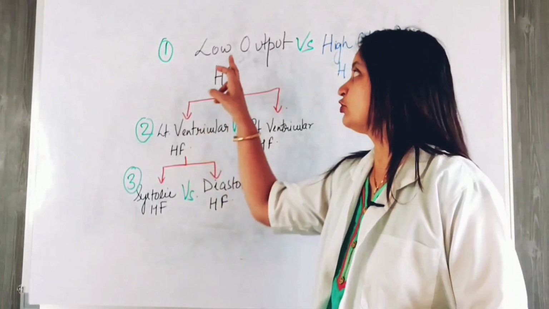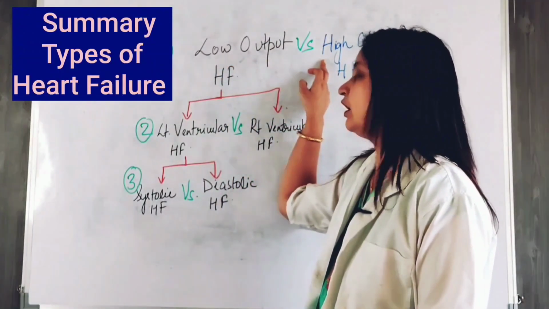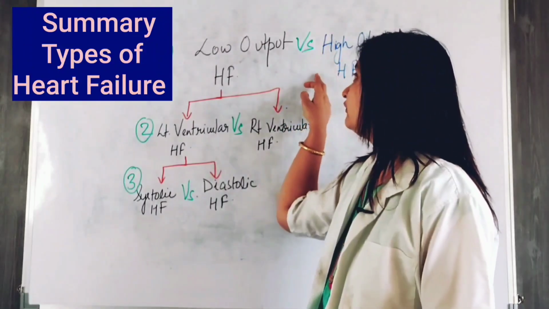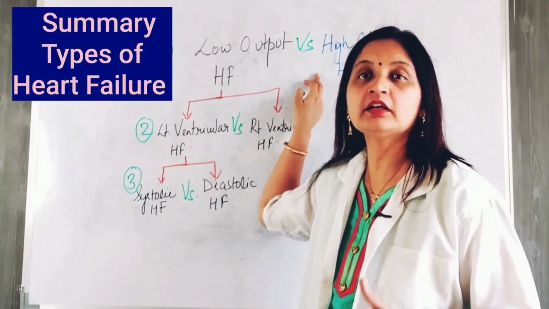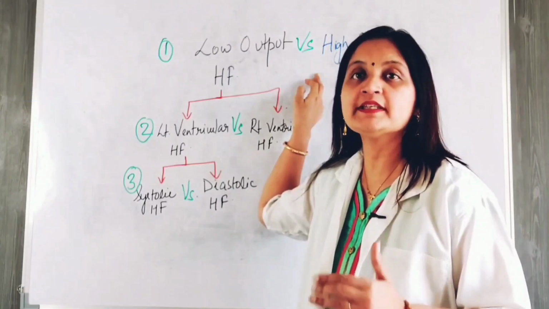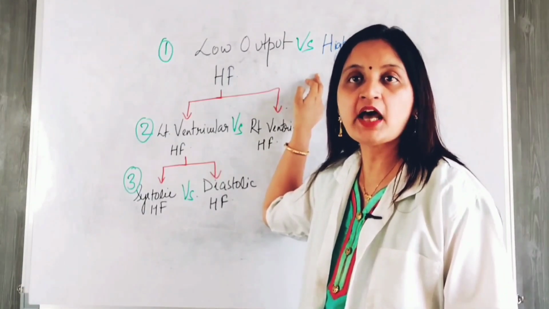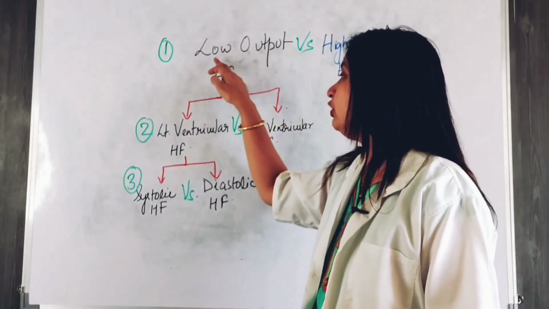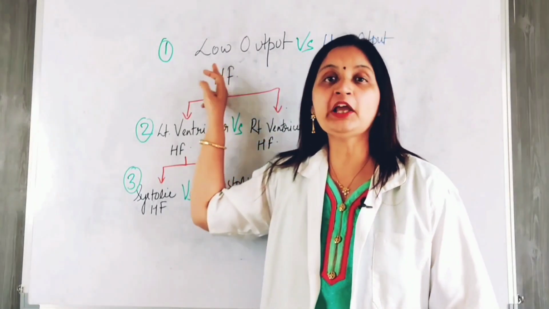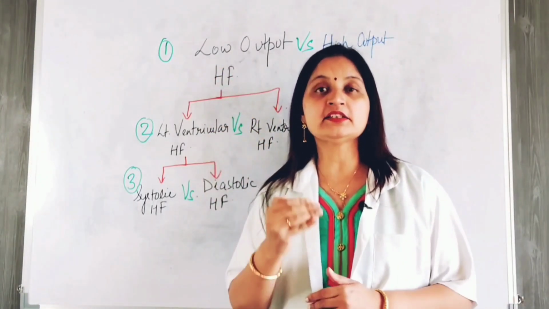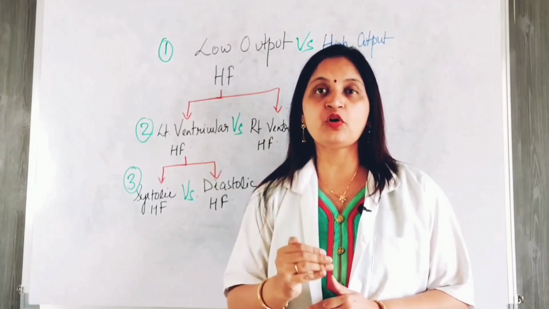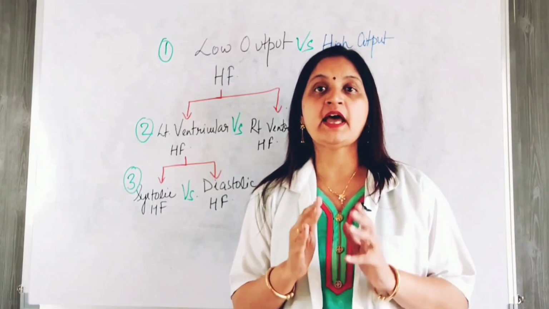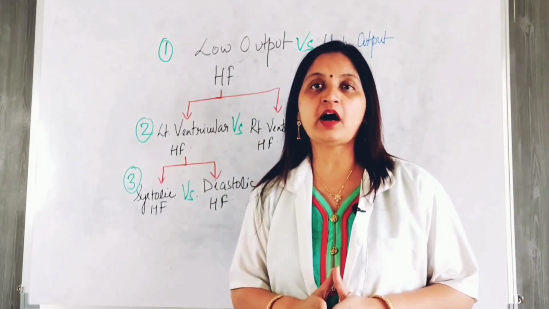So in a nutshell, what we have discussed about the types of heart failure: the first type of heart failure is low output versus high output heart failure. In high output heart failure, the contractility of the heart, cardiac output and stroke volume are increased, and therefore it is known as high output heart failure. In low output heart failure, there is weakening of the cardiac muscle, and this decreases the contractility and the stroke volume, cardiac output decreases, and this results in low output heart failure.